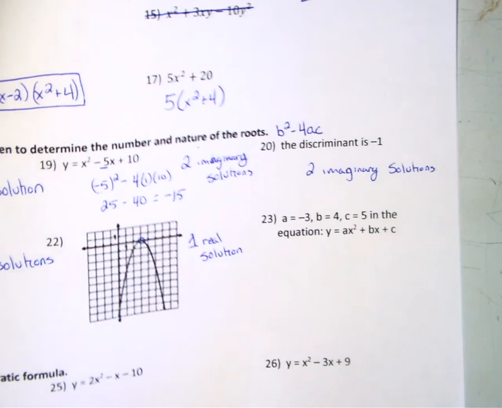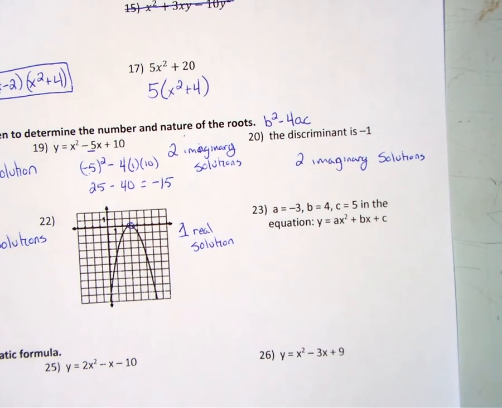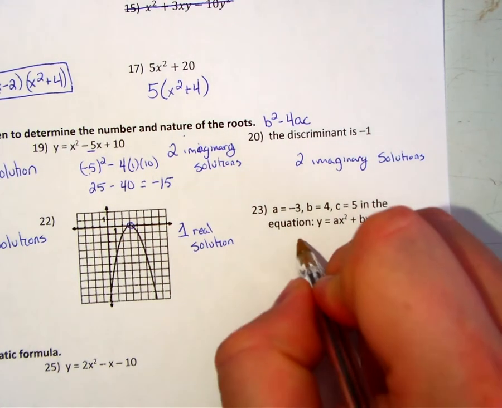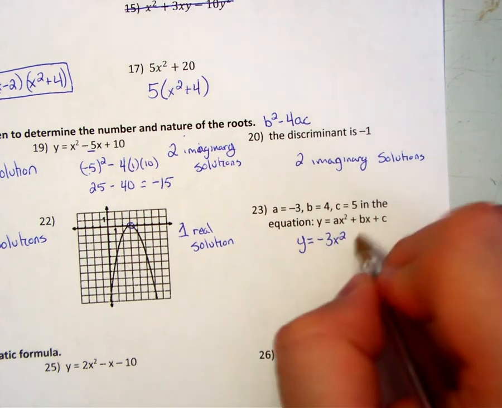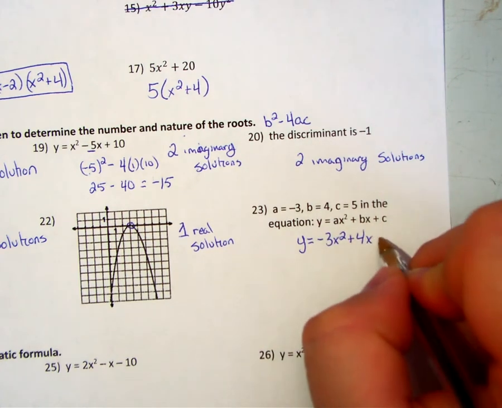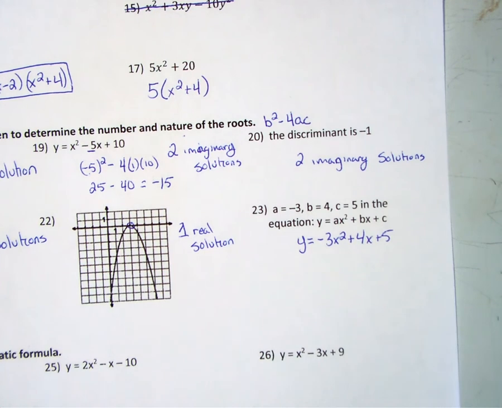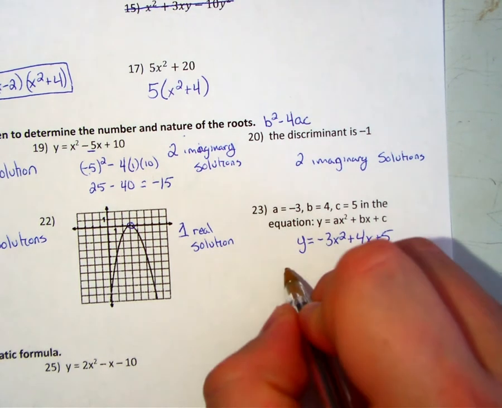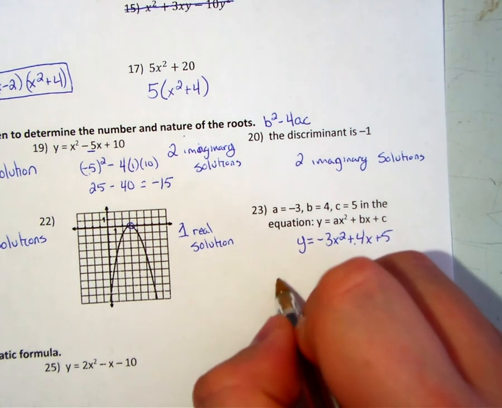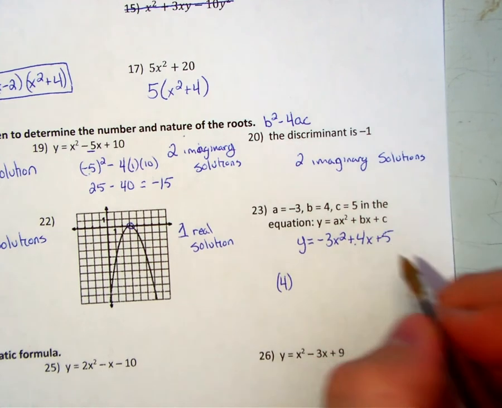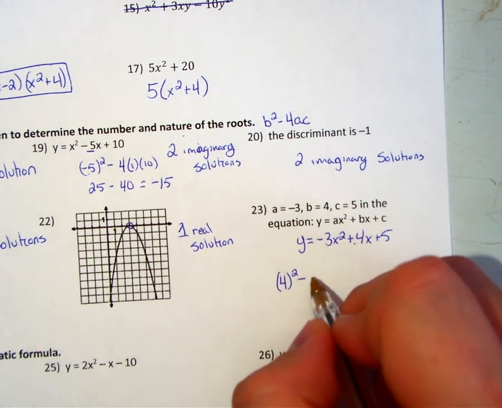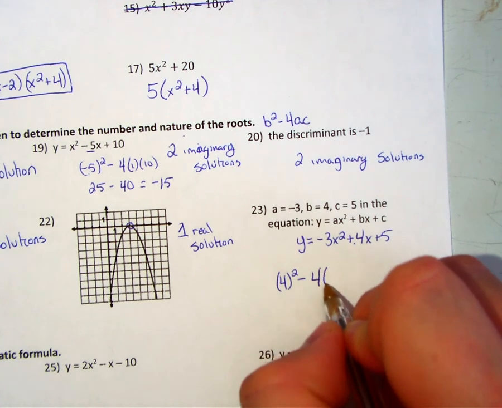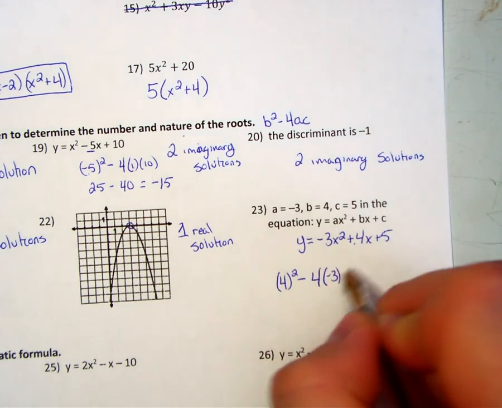Question number 23. We don't have an equation, but we have the pieces for an equation. So we could certainly say y is equal to negative 3x squared plus 4x plus 5, and now solve for our discriminant. So we want b, which is going to be 4. So we want a b squared, which is 4 squared, minus 4 times a, which is negative 3, times c, which is 15.